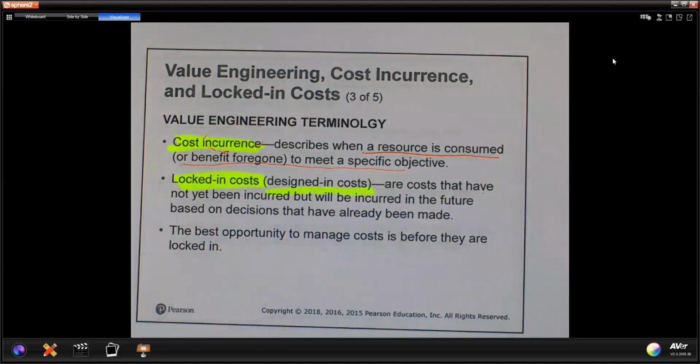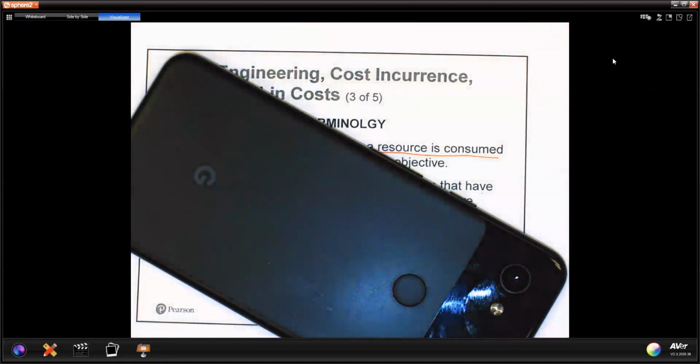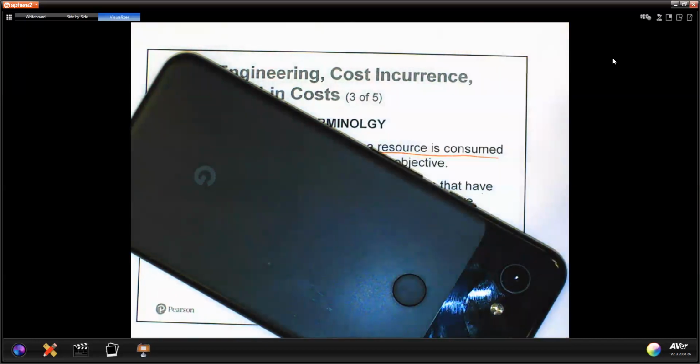What's the meaning of locked in cost? We still use the phone, right? Many examples we can think of. Let's say before I'm making the phone, I have to think about what color the phone is. So finally, I decided to use black. At that moment, when I designed my phone, I didn't pay for material. I didn't pay anything, so there is no cost incurred. But I made the decision I will use black plastic to make my phone.